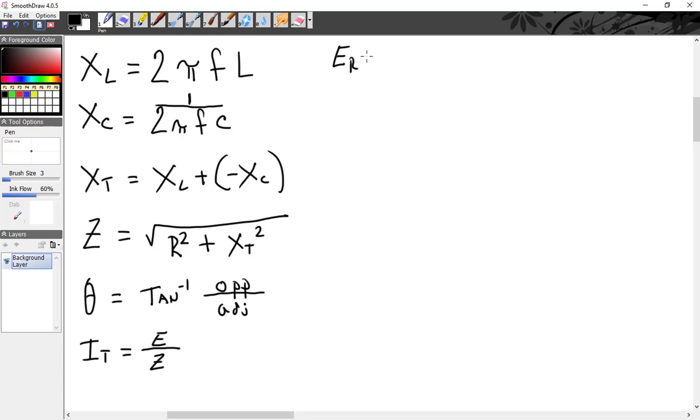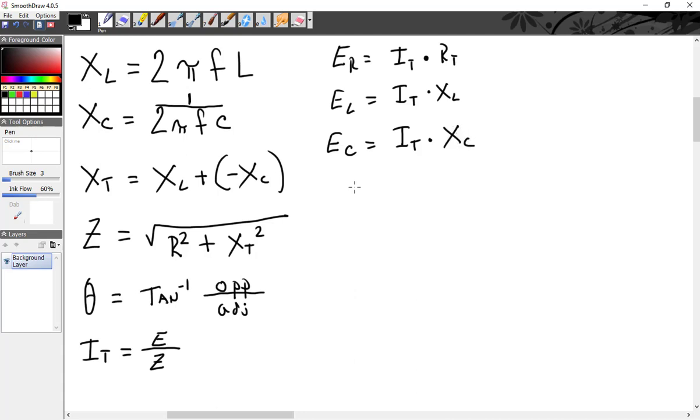E of R equals I total times R. E of L equals I total times X. What's that? I times XL. I'm sorry, I can't. I times XL. Oh, okay, you're giving me the answer. Thank you. E of C equals I total times X of C.